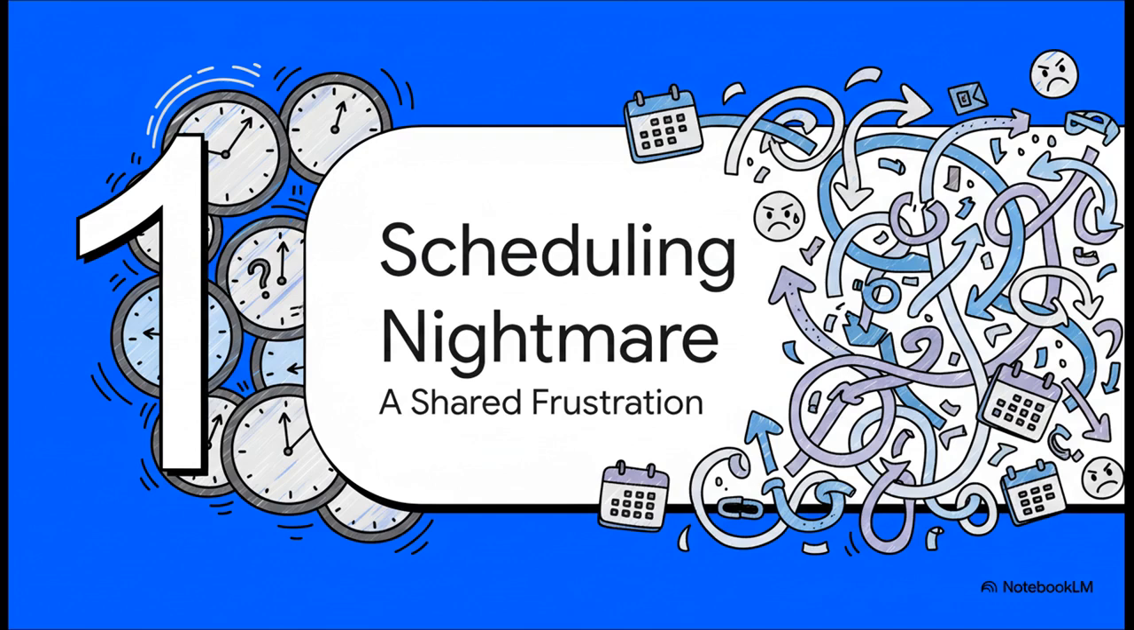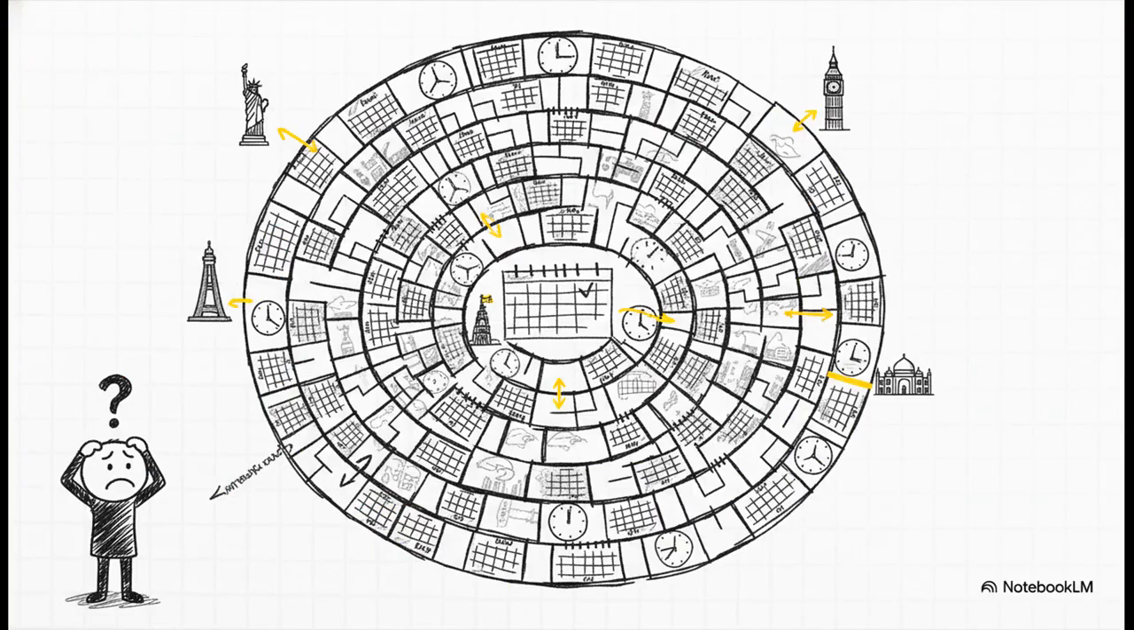Let's really get into what makes this so ridiculously difficult. That is the perfect way to describe it. Trying to coordinate between, say, Mumbai, London, and New York feels less like scheduling and more like some high-stakes logic puzzle. You're constantly asking, okay, if it's 9 a.m. for them, what time is that for me? Wait, did daylight saving already happen there? It is a puzzle that nobody, absolutely nobody, wants to solve.